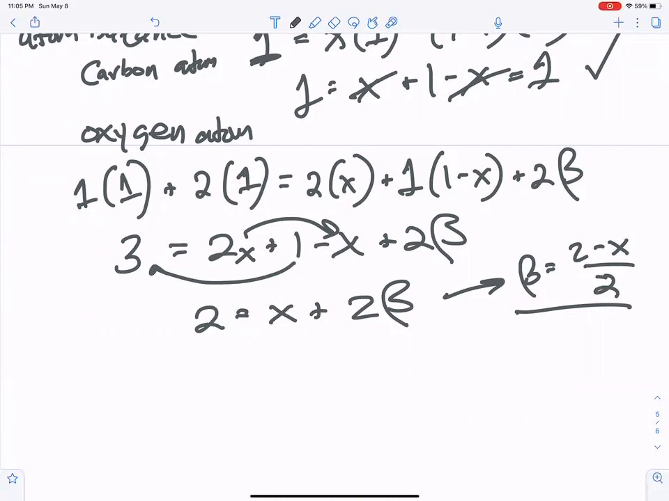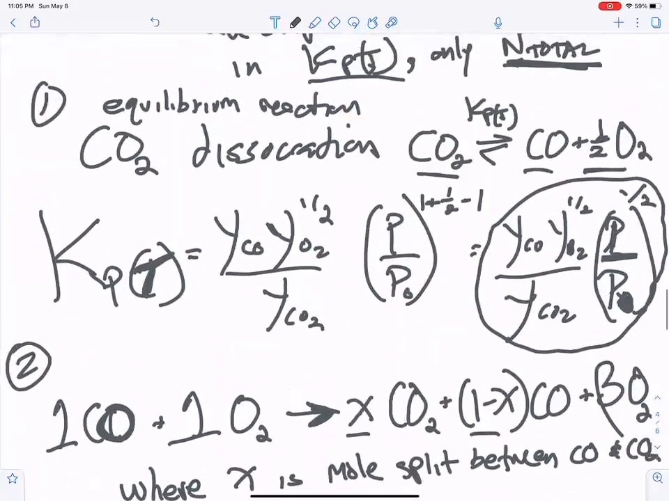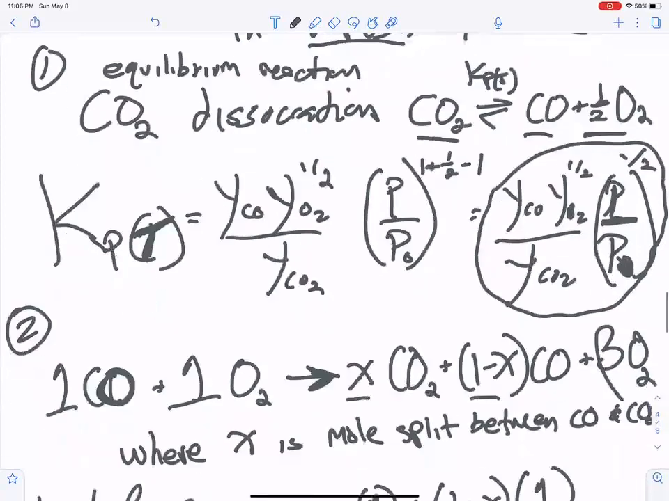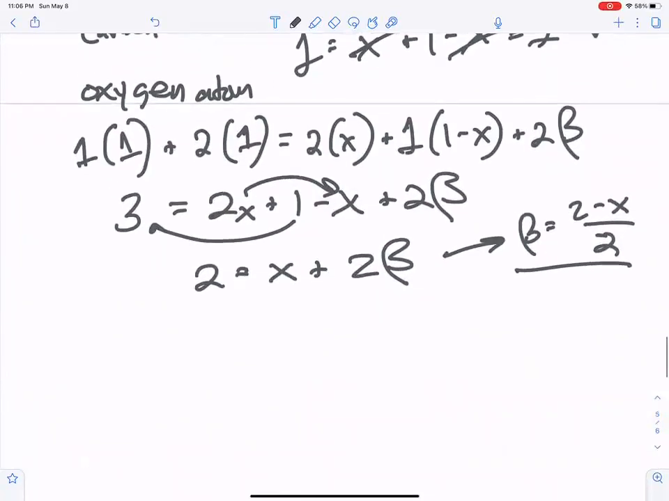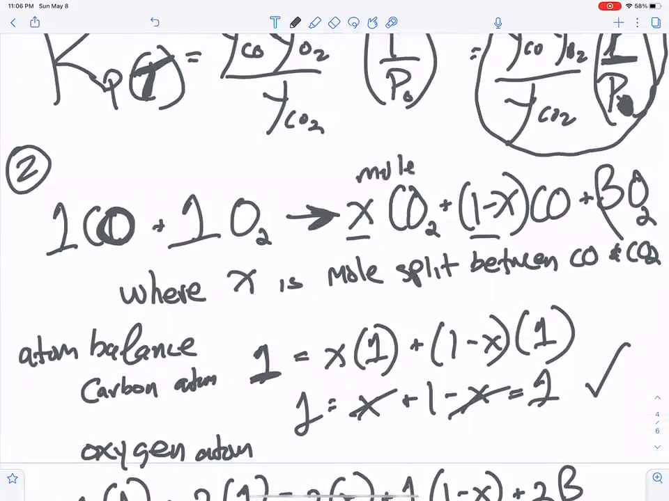Okay, now that helps because we need to eventually find the mole fractions of this mixture to use the equilibrium constant, because we want to find the equilibrium mixture. So the equilibrium mixture will be expressed in terms of mole fractions. To find the mole fractions, you need to find the moles in this mixture. These are all moles. And you need to find the mole fraction.